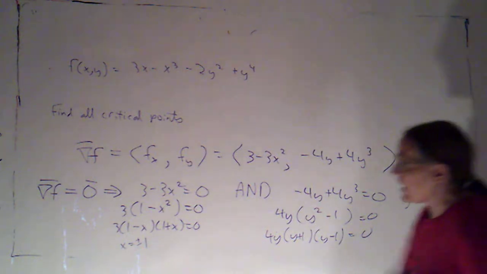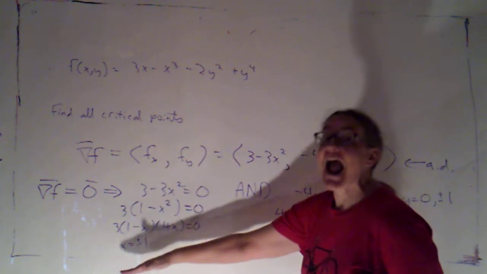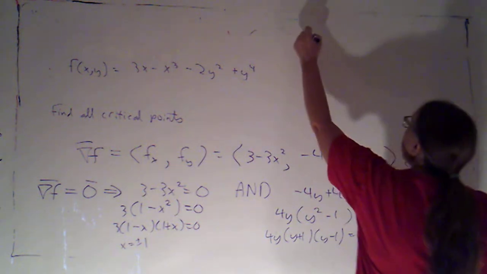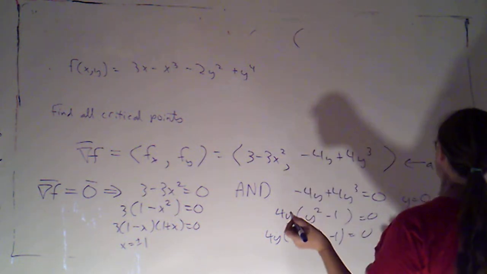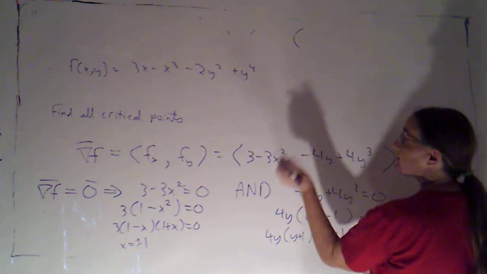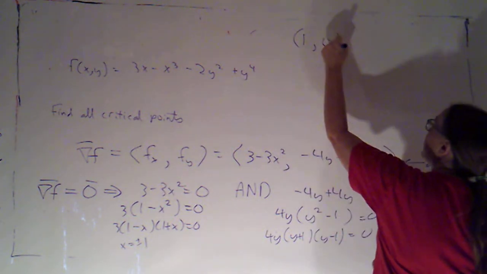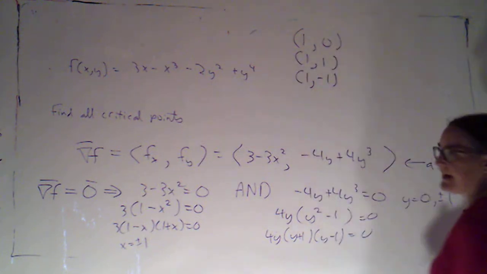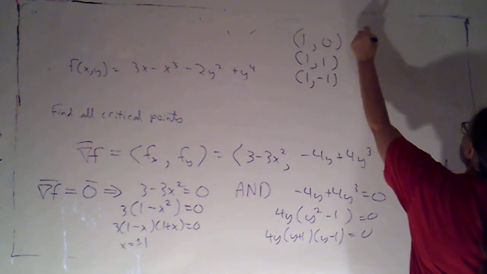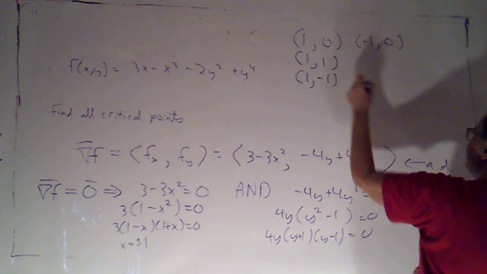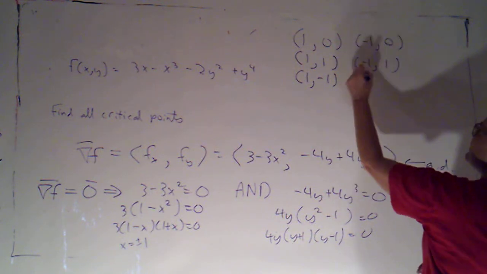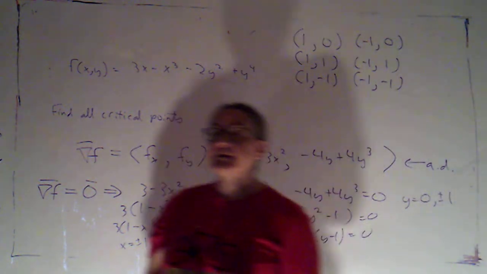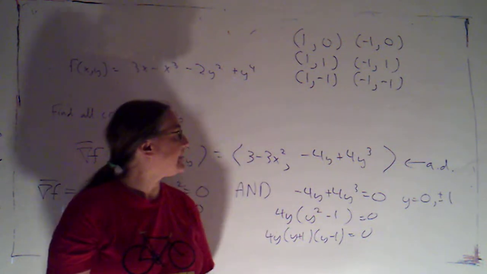Okay. So I need x to be one of these numbers, and I need y to be one of these numbers. And that's going to actually give me 6 total points. So x could be 1 and y could be 0. X could be 1 and y could be 1. X could be 1 and y could be negative 1. X could also be negative 1 and y could be 0. X could be negative 1 and y could be 1. X could be negative 1 and y could be negative 1. So we have a total of 6 critical points right there.